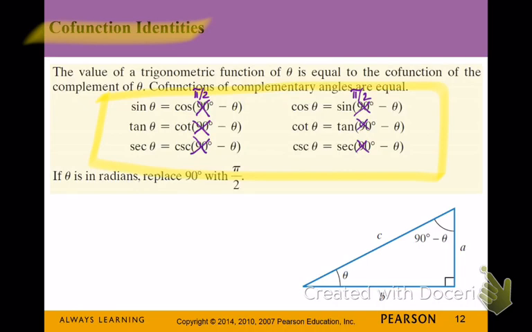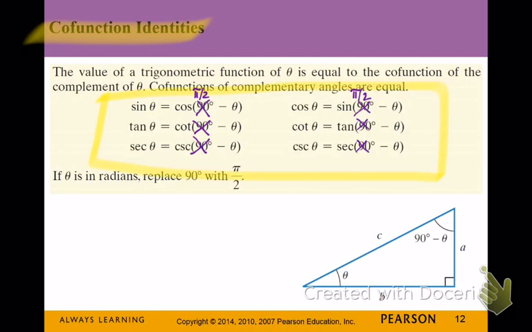Do you guys remember what complementary angles are from when you took some geometry? What are complementary angles? Angles that do what? They complement each other. Say it again. They both add to 90. Yeah, supplementary angles add to 180. Complementary angles add to 90.